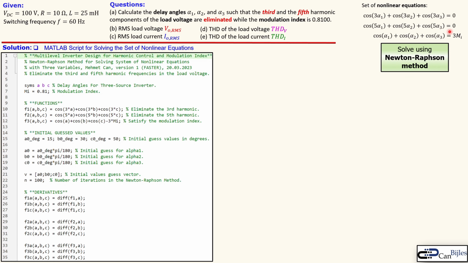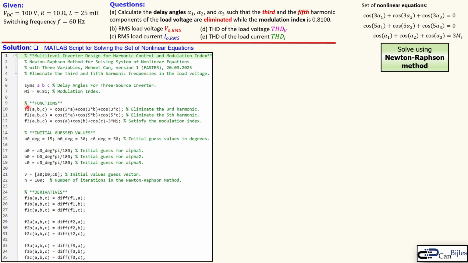This is a script for solving this problem. So we have now here 3 unknowns. I call this here A, B, C. So alpha 1 is A, alpha 2 is B, and alpha 3 is C. And MI here is another parameter, which is our 0.81, so it's just a number. Then I define a function here.